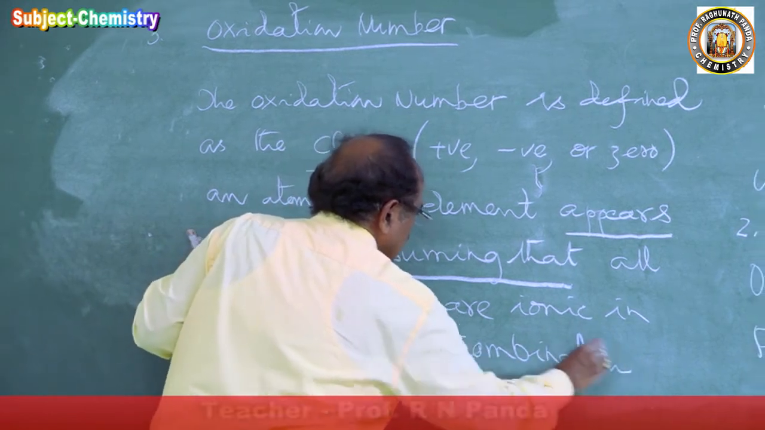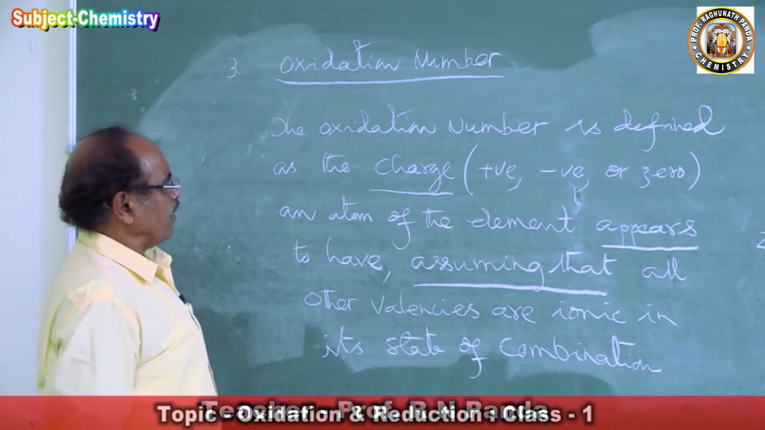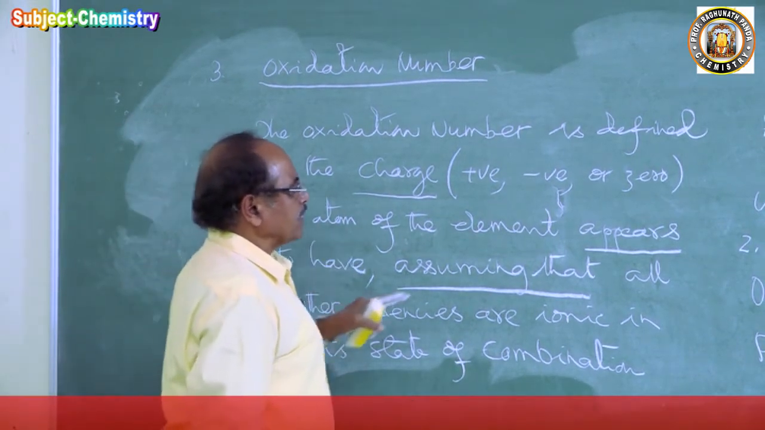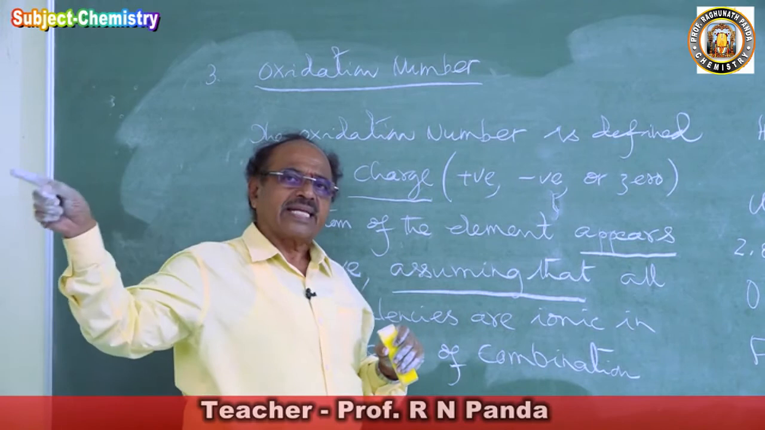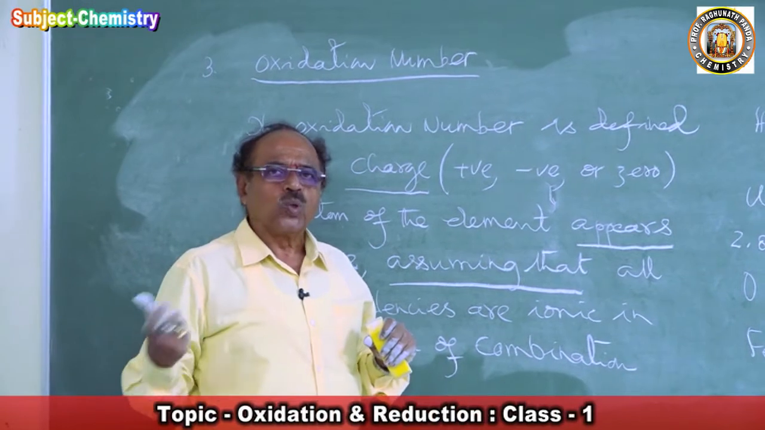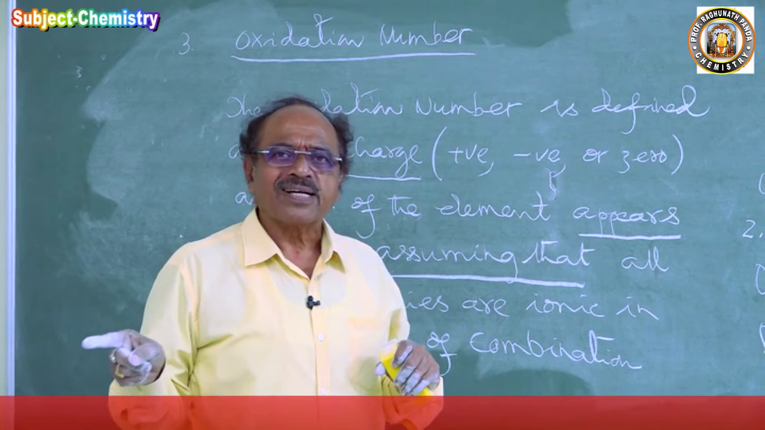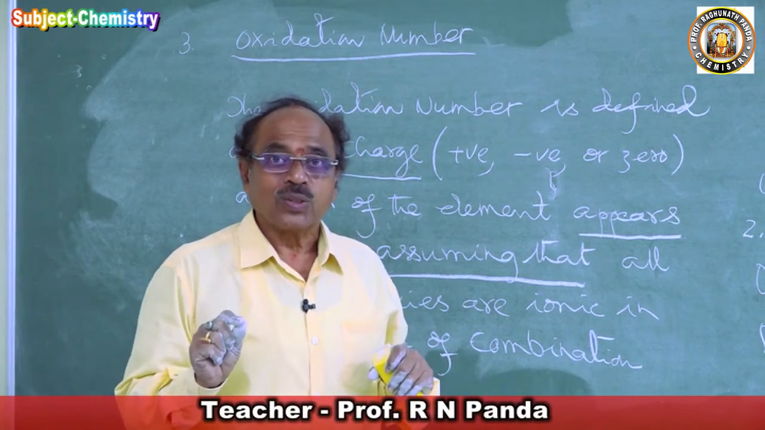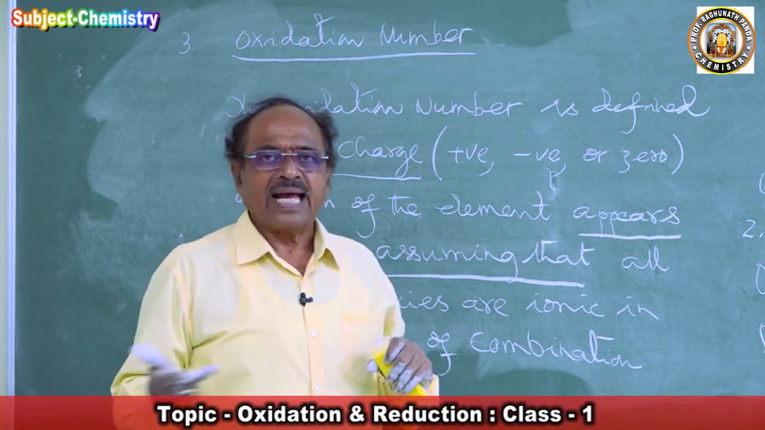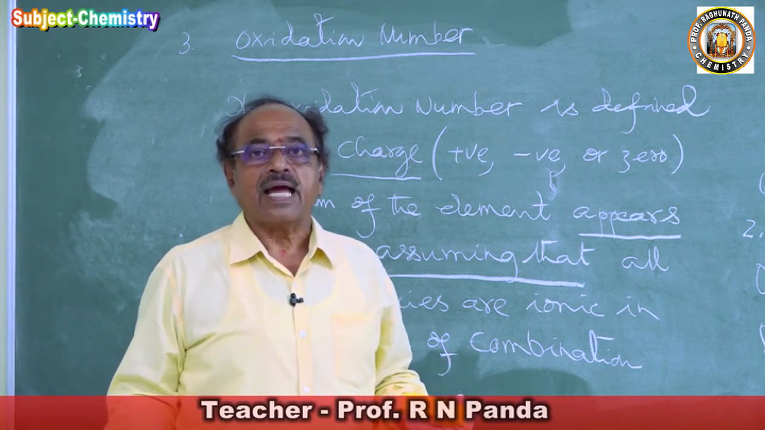So please read this sentence very carefully. Oxidation number is defined as a charge. What is that charge? An atom of the element appears to have. What do you mean by appears? It is not the real thing. It appears like gold. Suppose you have a metal. It's not gold, but you say it appears to be gold. Gold is dazzling, yellow in color, and shining, so you will say that it appears like gold.